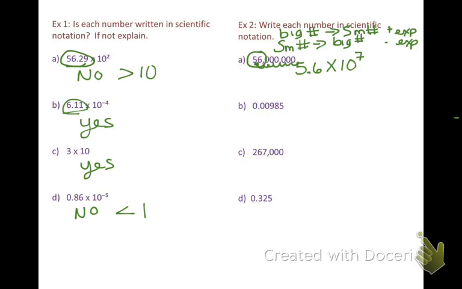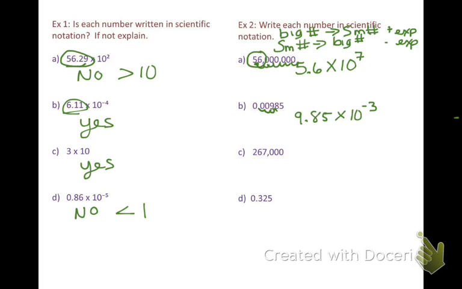Is 0.00985 a big number or a small number? Small number, so I have to make it into a bigger number. So I'm going to go over 1, 2. Is that good enough? No. I need to go one more time, right? So it's going to be 9.85. You need all the numbers that are not 0. Times 10. How many times did I move it over? 3. So is it going to be a positive or a negative exponent? Negative. So it's negative 3. Whenever you have to go right, it's going to be negative.